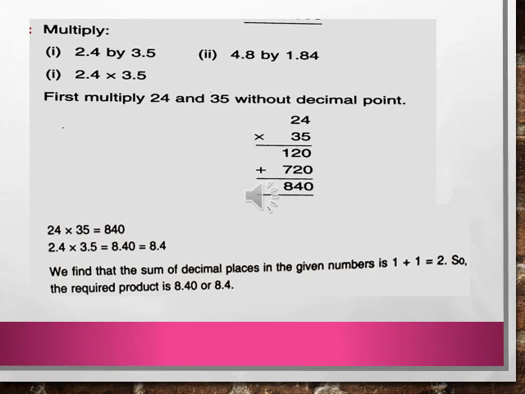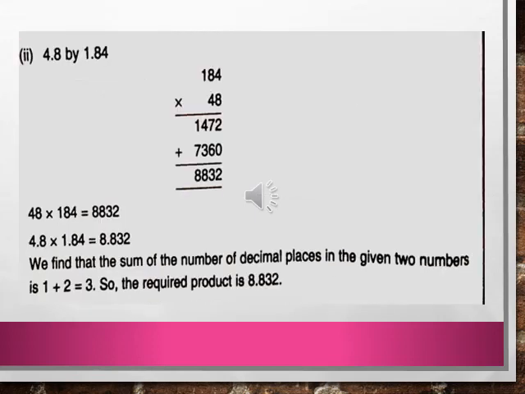So in the answer 840, we will give the decimal point after 2 digits, that is 8.40, that you will write as 8.4. So like this you have to multiply decimal numbers. Let's multiply one more problem. Here you will see the numbers are 4.8 and 1.84.